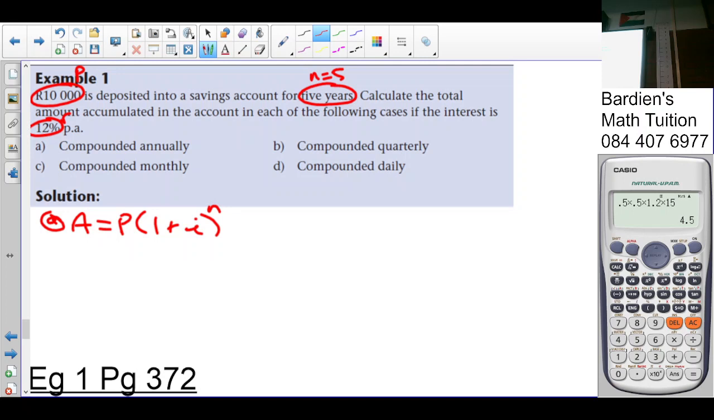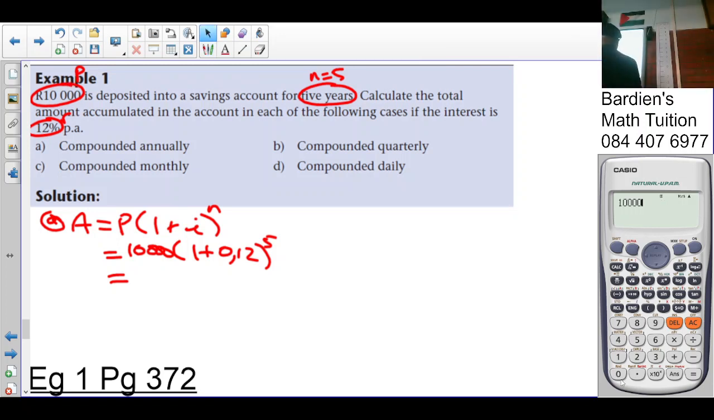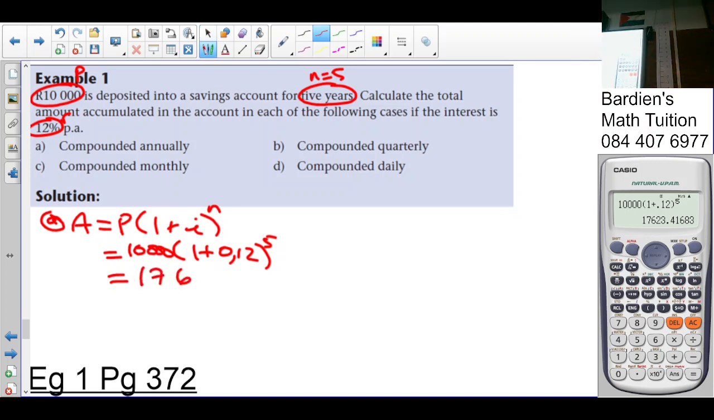So what's your P value? 10,000. 10,000 into 1 plus I. Remember that's 12%, so it will be 1.12 to the exponent 5. That's 10,000 into 1 plus 0.12 to the exponent 5. That gives you 17,623 rand and 42 cents. Okay, so that's the return you'll get after 5 years.